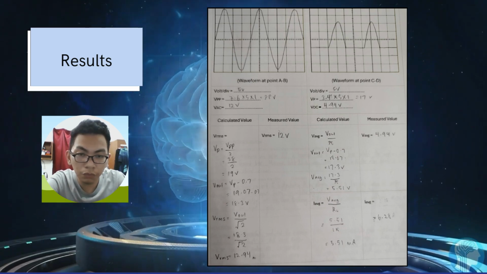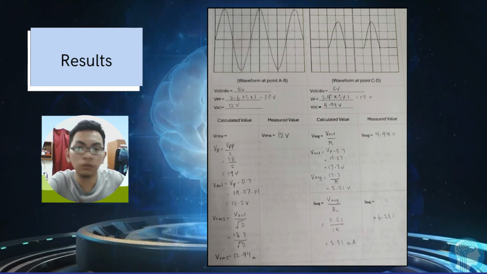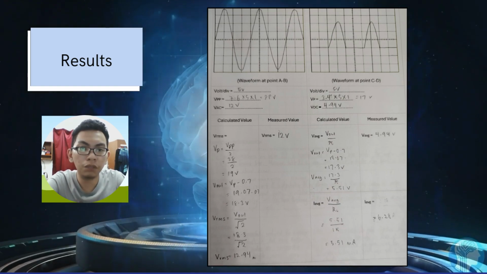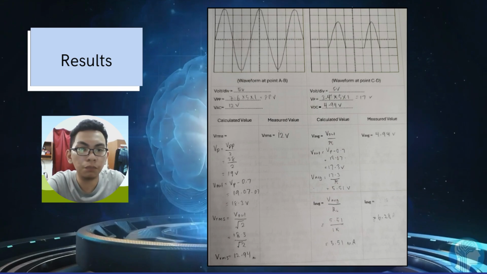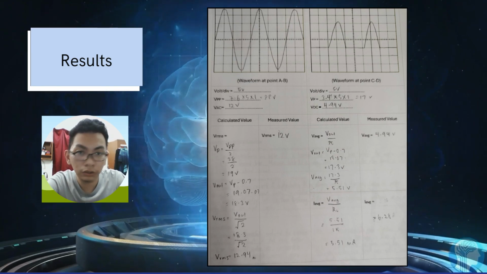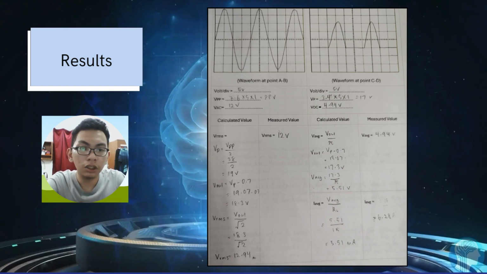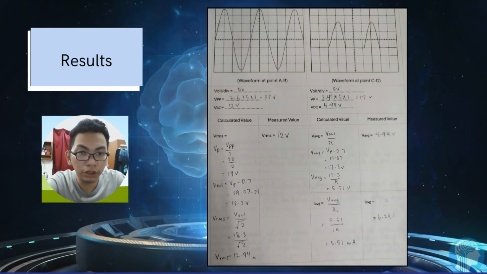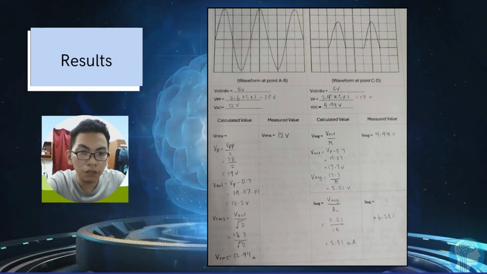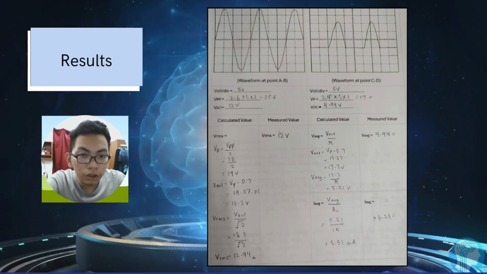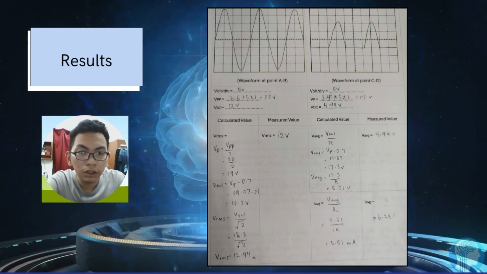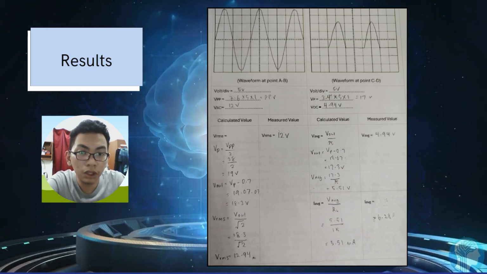VRMS equal to 12.94 volt. For the waveform at point C to D, the volt per division is 5 volt. The Vp equals 17 and the VDC equals 4.94 volt. The measured value for V average is 4.94 volt and the I average is 6.28 ampere. But if we calculate, the V average equals V out over pi.